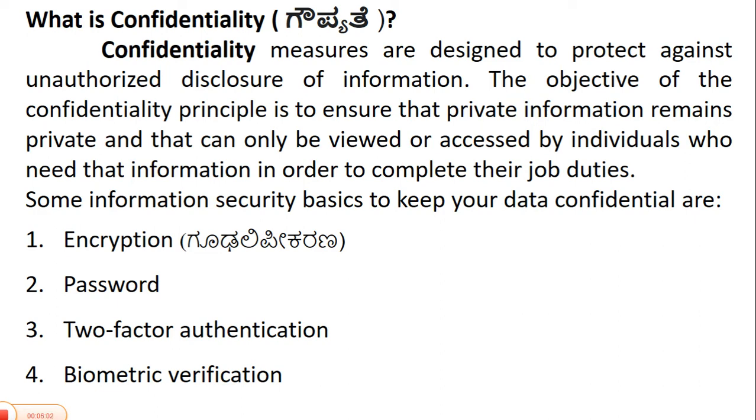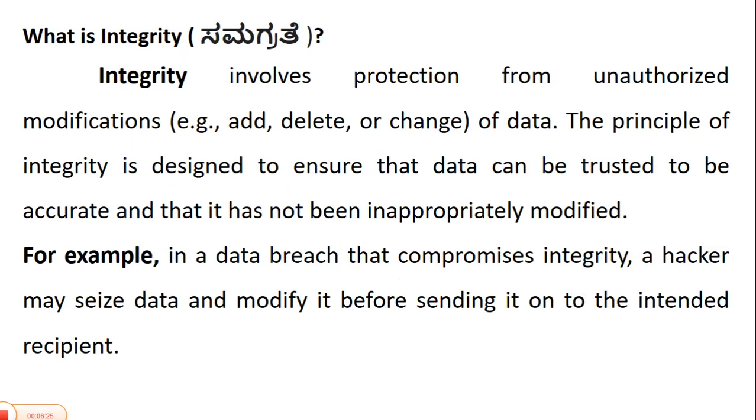If the valid user is standing in front of that particular device, the machine scans the person's thumb impression or facial features, and only then it allows entry into that particular organization. Like that, we can maintain the confidentiality of our records. Next, we have integrity. Now, what is integrity?